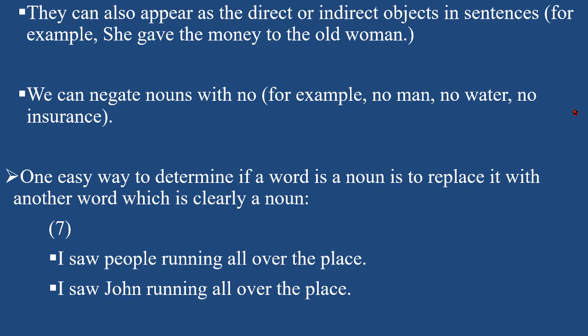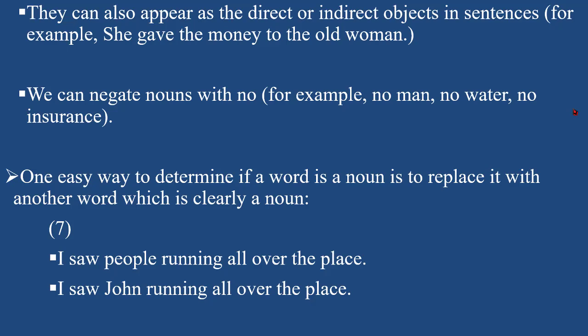We can negate nouns with no. For example, no man, no water, no insurance. Okay, we don't say no go or something, so we don't use no with verbs. Okay, so we use it with nouns.